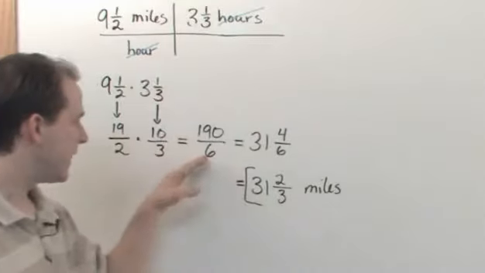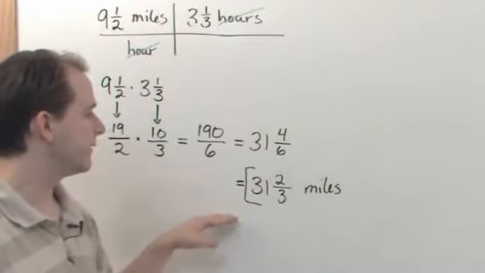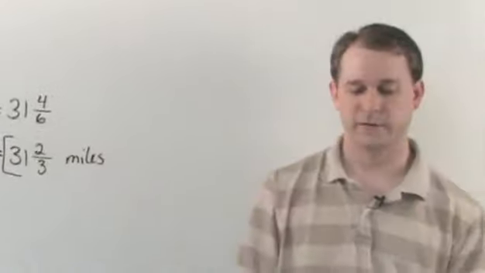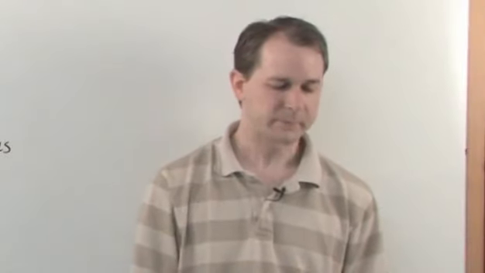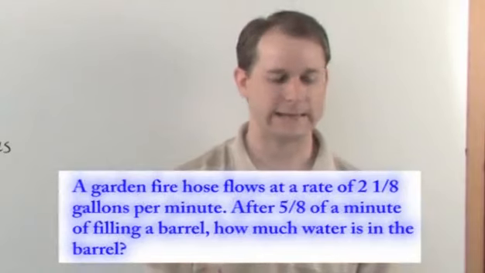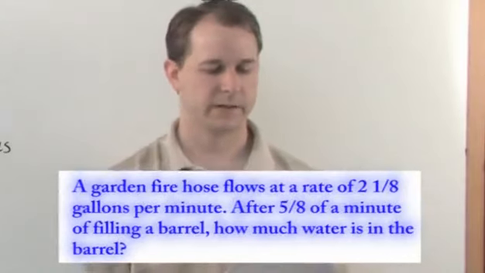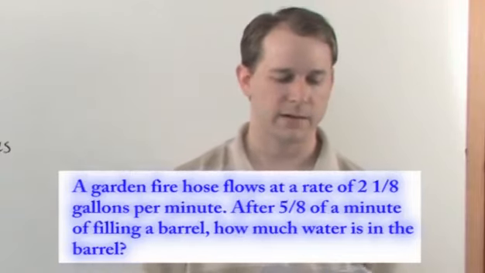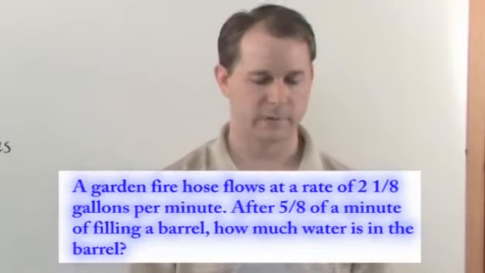That's why you're taking these fractions and you're beating them into the simplest form. Okay, and I'm trying to do that with you over and over again so that you get in the habit of it, okay? The next problem says a garden hose flows at a rate of 2 1/8 gallons per minute. After 5/8 minutes of filling a barrel, how much water is in the barrel, okay?